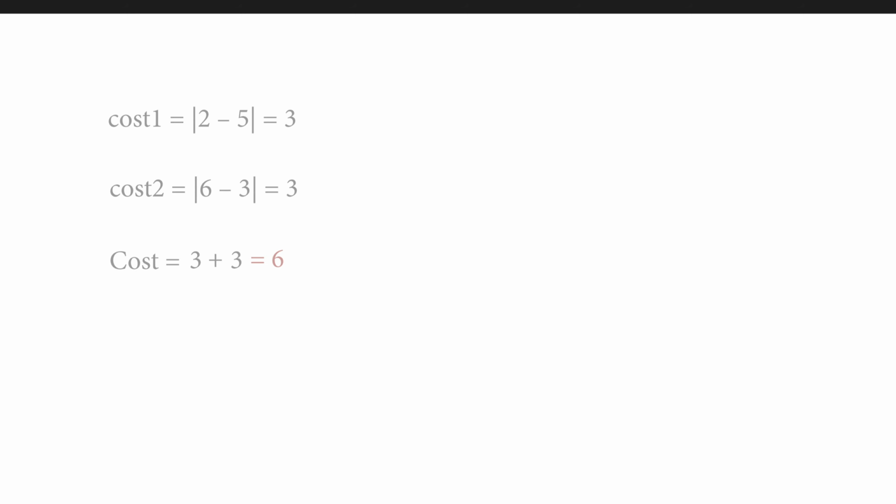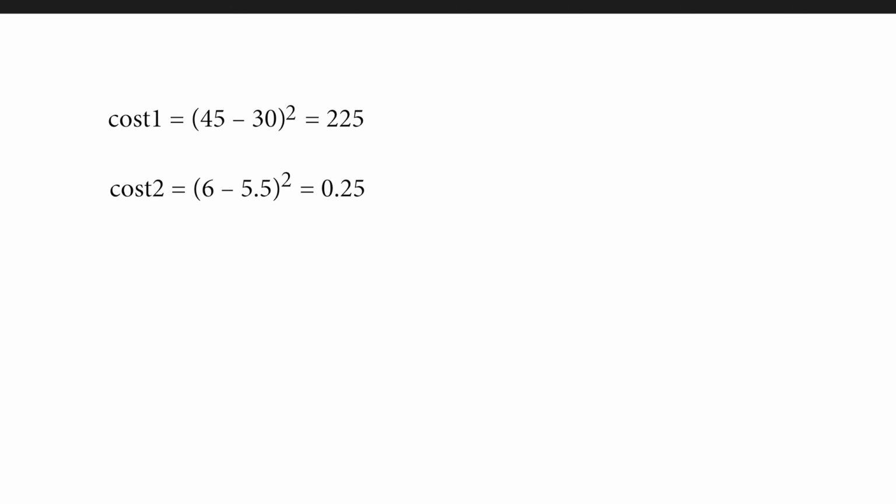But actually the square works better. Why? Because the square can make the large errors even larger, and the small errors, meaning the errors less than 1, even smaller. So the square works very well for an error function.